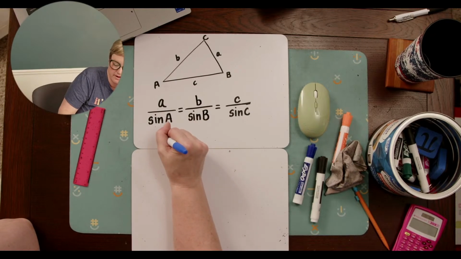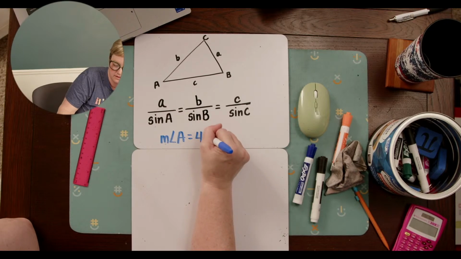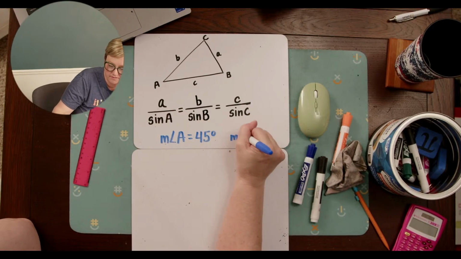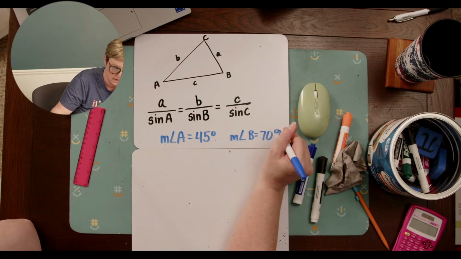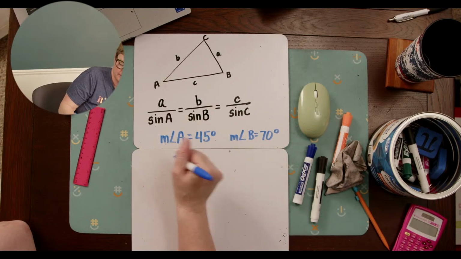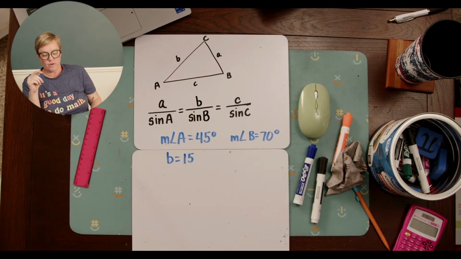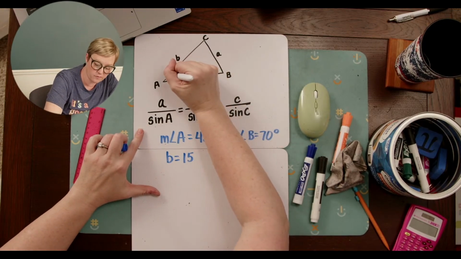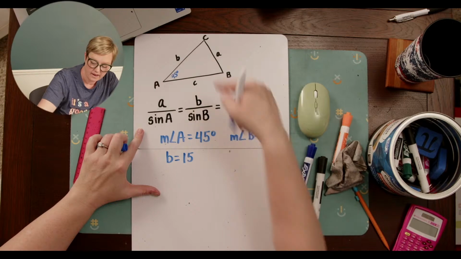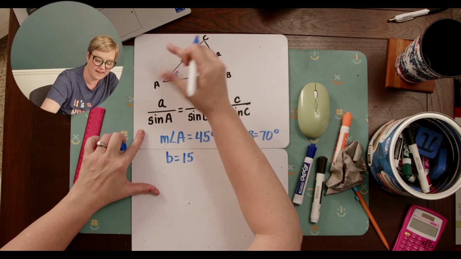So the measurement of angle A is 45 degrees. The measurement of angle B is 70 degrees. And then side B is 15. Okay? So I've got three bits of information here, right? I know that angle A is 45 degrees, angle B is 70 degrees, and side length B is 15.